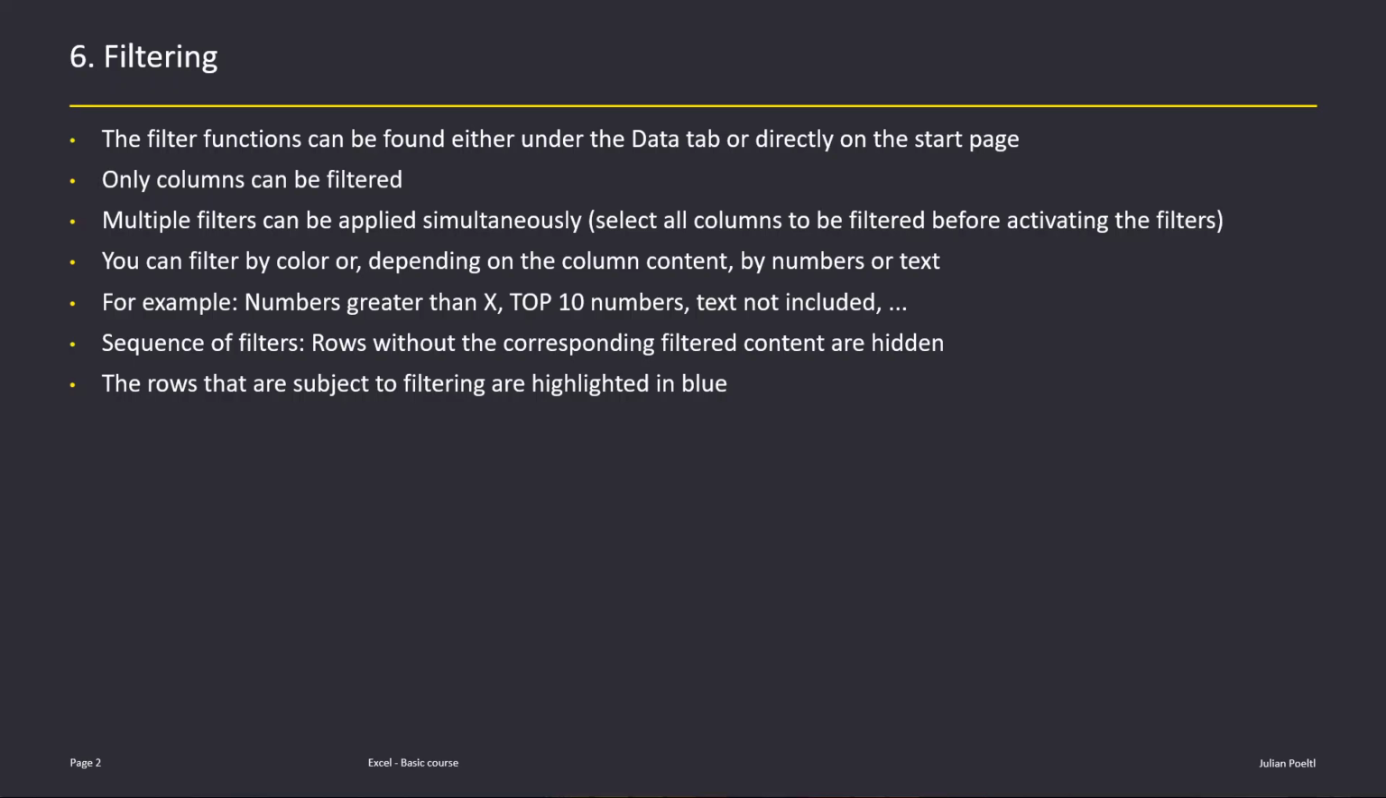There isn't a filter option for filtering row-wise. You can also apply multiple filters simultaneously, and you should select all the columns you want to be filtered before you activate your filters. You can also filter by color, and depending on the content, even with numbers and text. So both are possible. You can also filter for the greatest X, for example, the top 10 numbers, if text is not included, and so on. You have multiple options there.